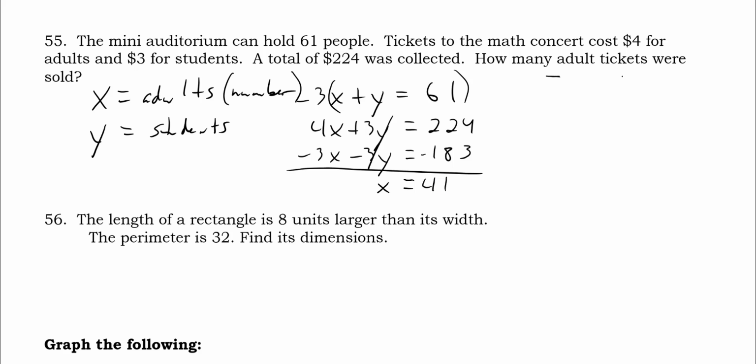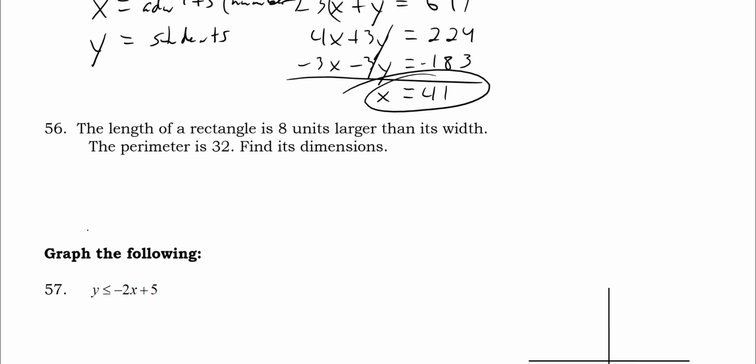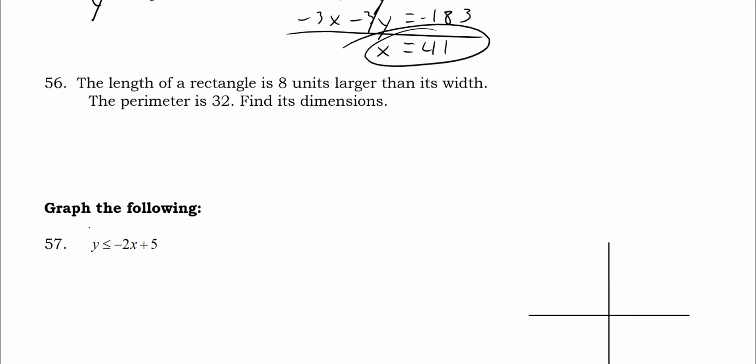It says how many adult tickets were sold. 41 adult tickets. If I asked you for the number of students, you plug it back into x plus y equals 61, and you solve for y, and you get y is equal to 20. Okay? All right, so that's not bad. Gotta know how to do these though. I'm telling you, almost every single one of these problems on the review will be on the test.